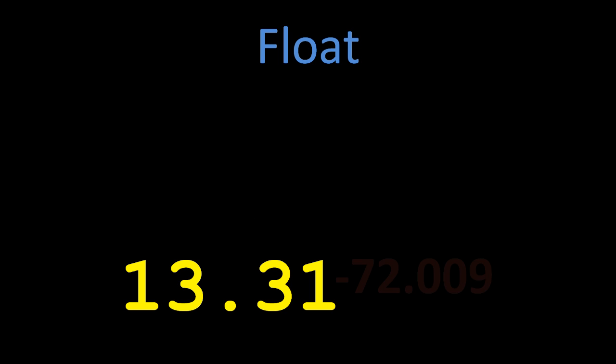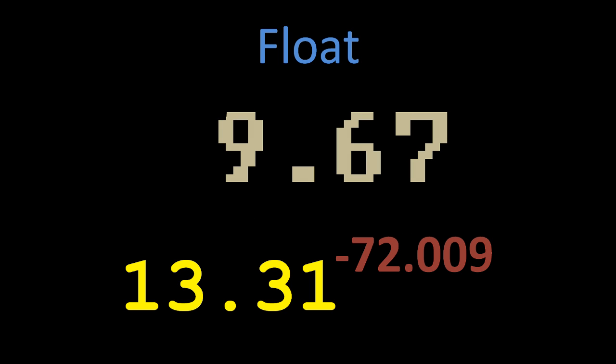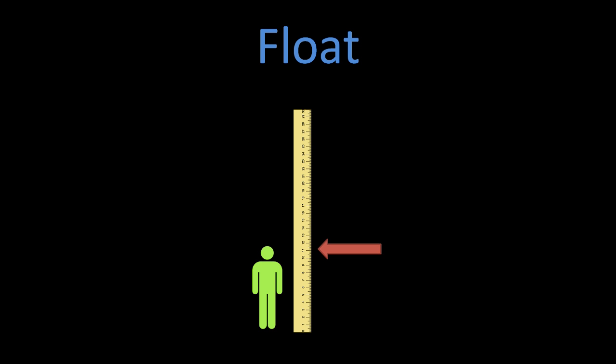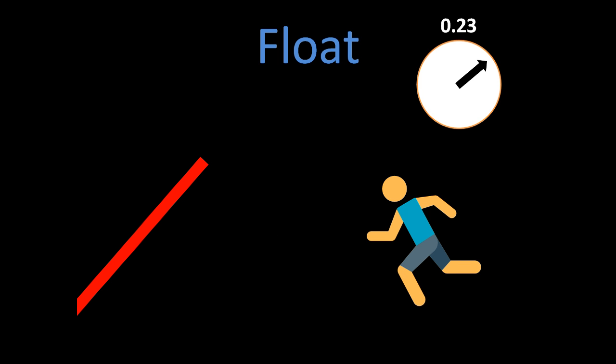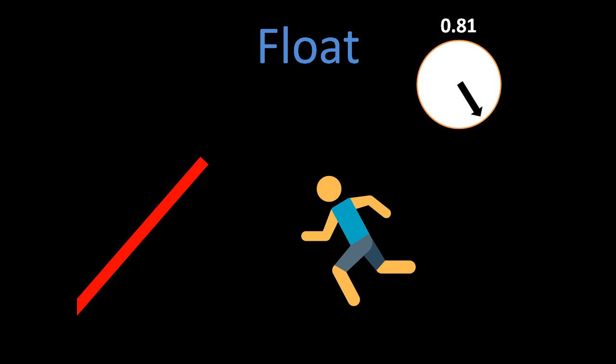A float is another kind of number, but this one has a fractional part. Sometimes floats are called reals, and in other subjects like maths you might call them decimals. They're still numbers and can be used for all the same things as integers. You could use a float to store your height in meters, or the time it takes you to run a race, and many more things besides.